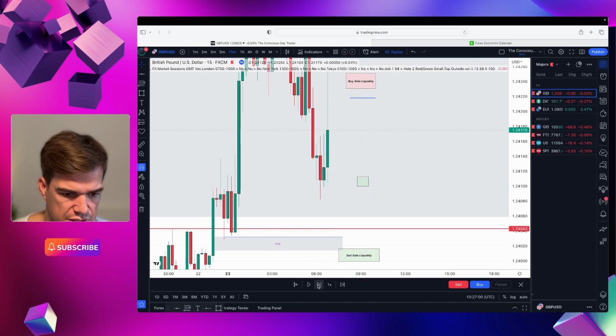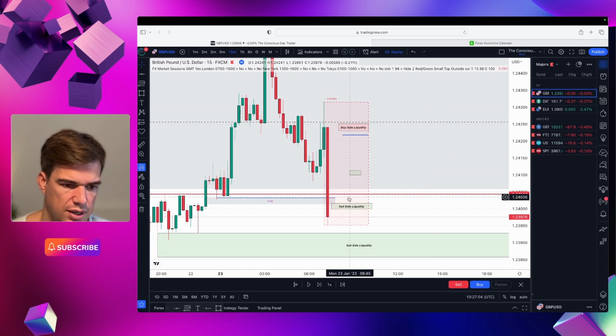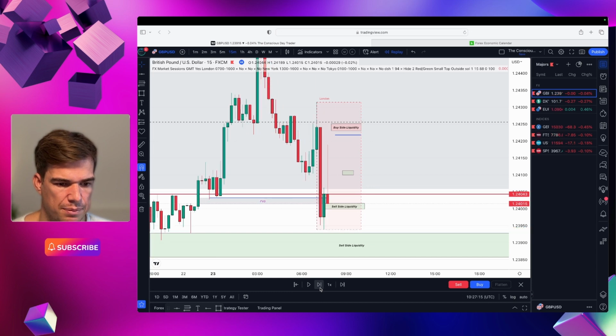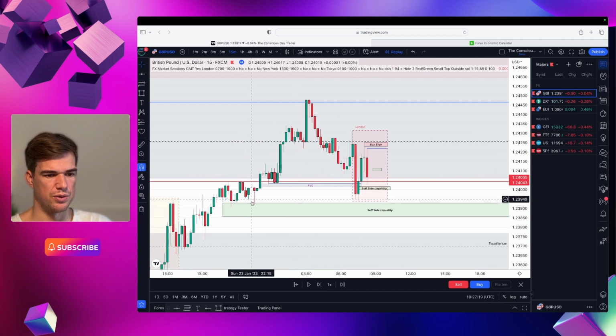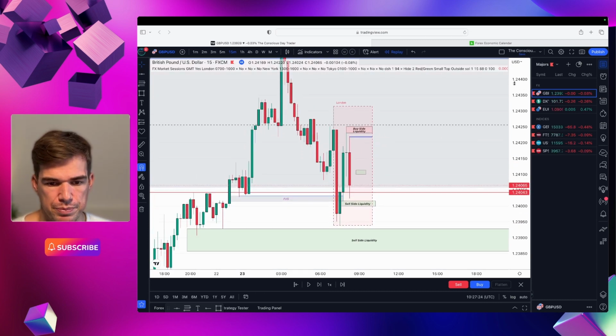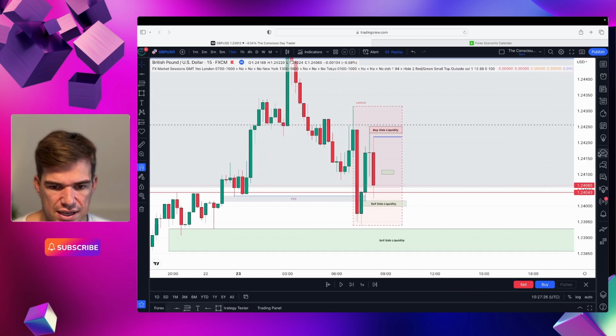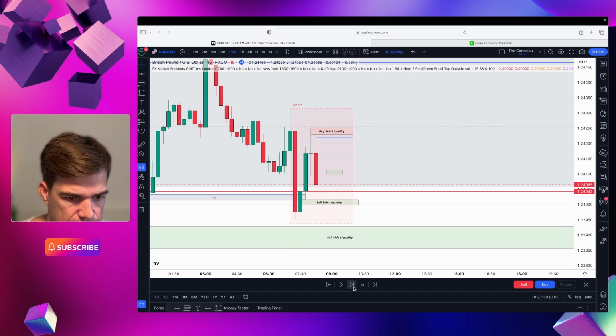So I held that position and it crashed through into my sell side liquidity, as you can see, at 7.15. So I took some profits there, and then I waited to see what would happen. It didn't quite come to sell side liquidity below these areas, so I knew we had unfinished business. So I was looking for my second position, and my second position came later in the day.